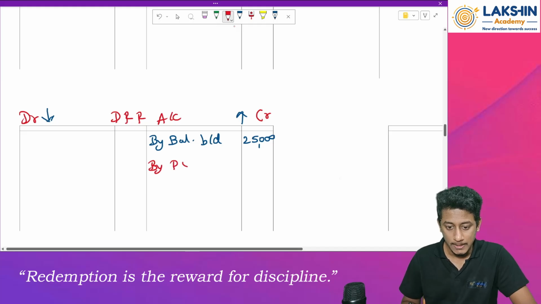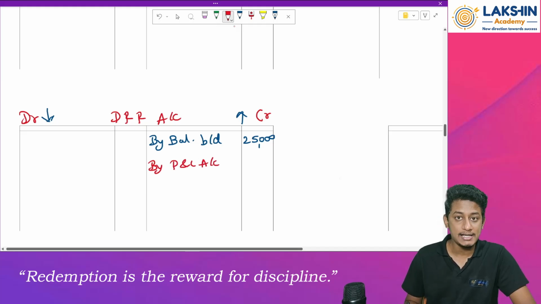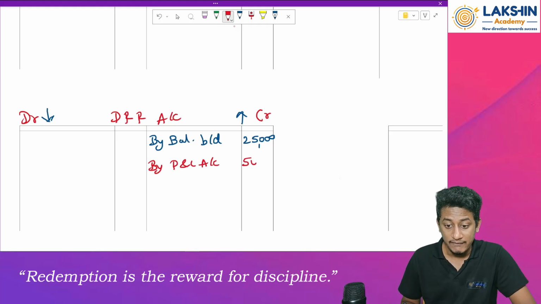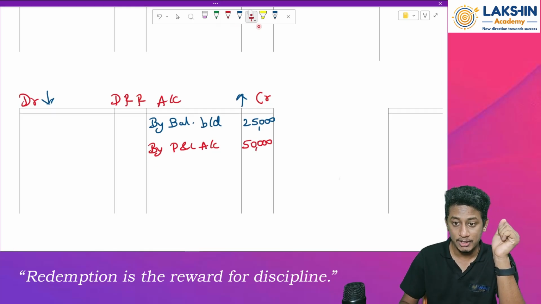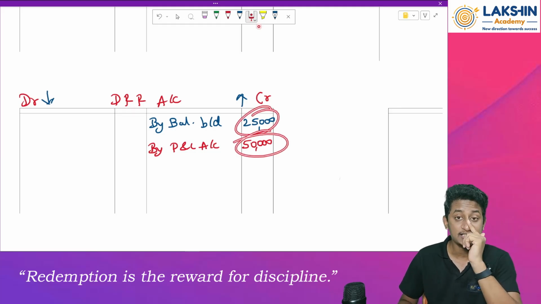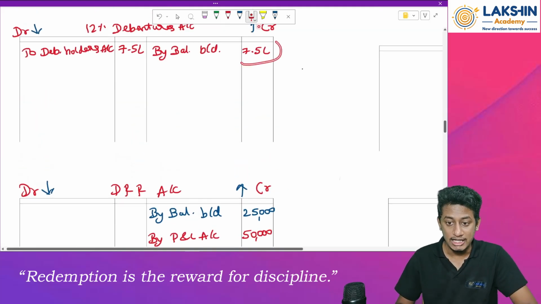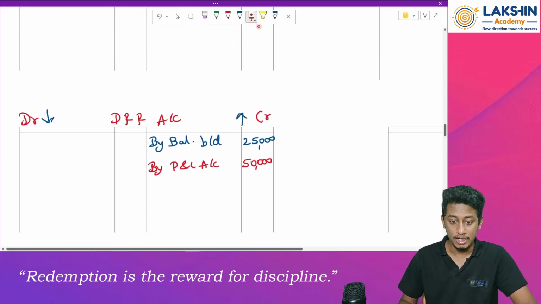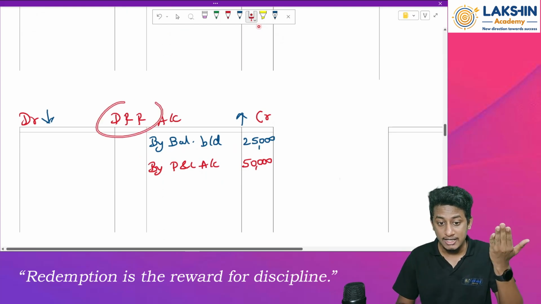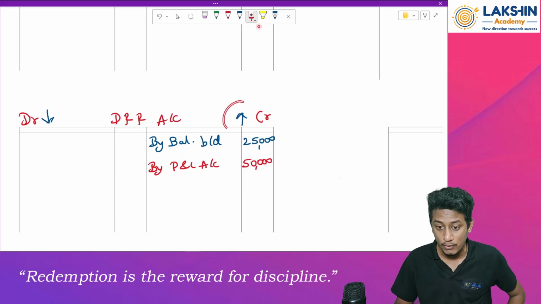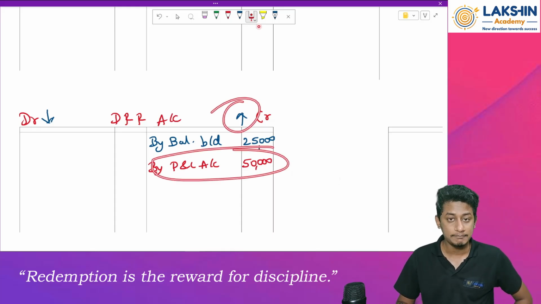So, by P&L account. How much? Rupees 50,000 extra I should add up. So, by the end of the year, how much will be there? Rupees 25 plus 50. That is 75,000. So my limit is reached now. Right? Clear? Okay. So, why did I pass the entry on the credit side? Because I need to increase the value of debenture redemption reserve account, and to increase the value I will credit the entry. Done? Yes. Make a small working note over here.